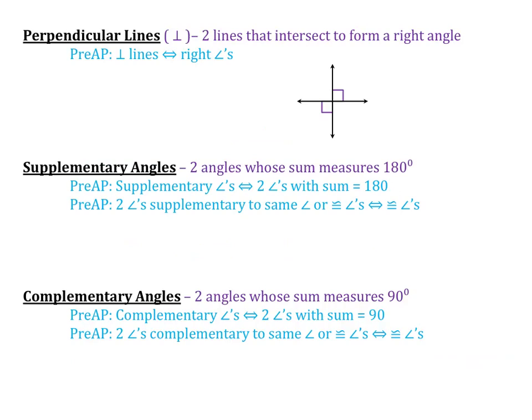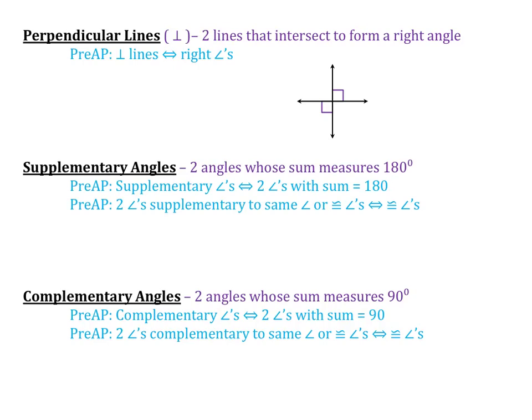Perpendicular lines are two lines that intersect to form a right angle. If you notice in the picture, here are the two squares that represent right angles. And then also we'll be using this symbol right here to represent perpendicular. Anytime you see that symbol, it means perpendicular line.